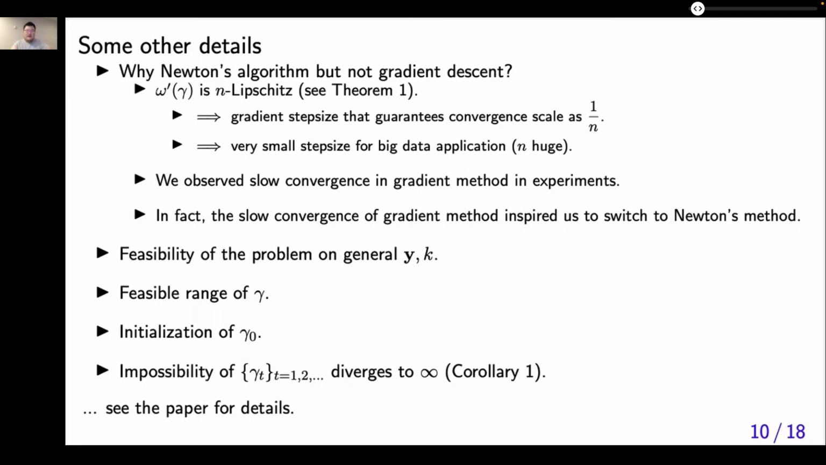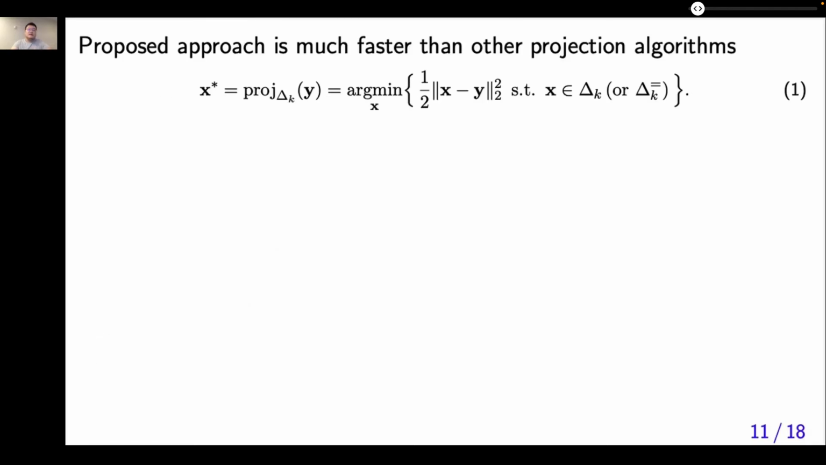And then there are also other details. For example, the feasibility of the problem, the feasible range of gamma, how do we initialize gamma 0, and so on. Please refer to the paper for the details. And then lastly, in the remaining time, I will talk about the empirical result and the application in bioinformatics.